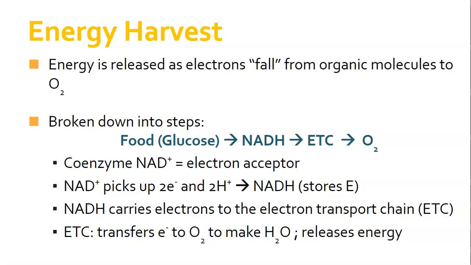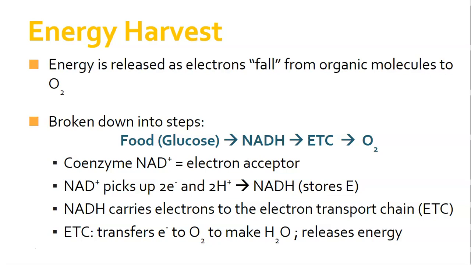So in terms of the energy harvest, energy is released as electrons. They get super, super excited, go to high energy levels, and then as they fall back down to their normal, unenergetic state with oxygen, which is known as the final electron acceptor, they give off energy during that process.